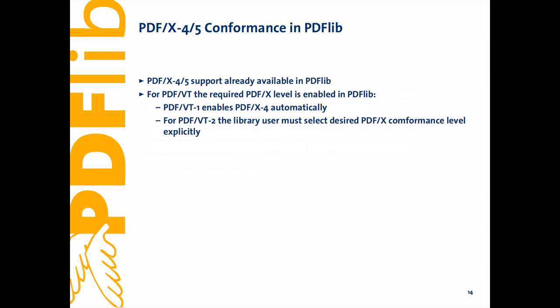What must the user do if he wants to create a PDF-VT document? He must specify the PDF-VT conformance level that he wants to create. And for PDF-VT1, it's clear that it's PDF/X-4. For PDF-VT2, the library user must explicitly specify what PDF/X conformance level should be created.